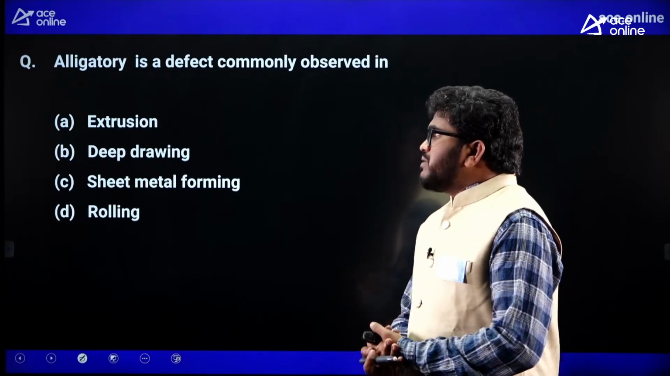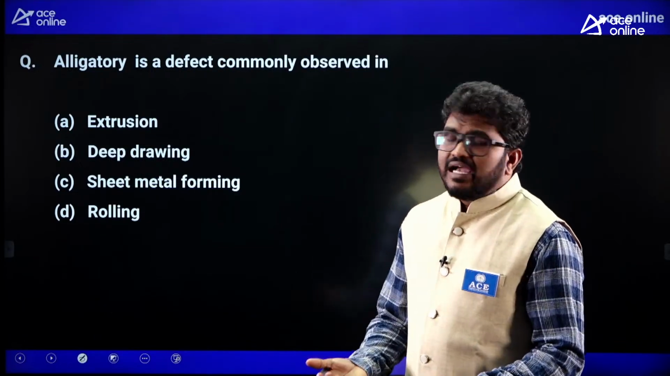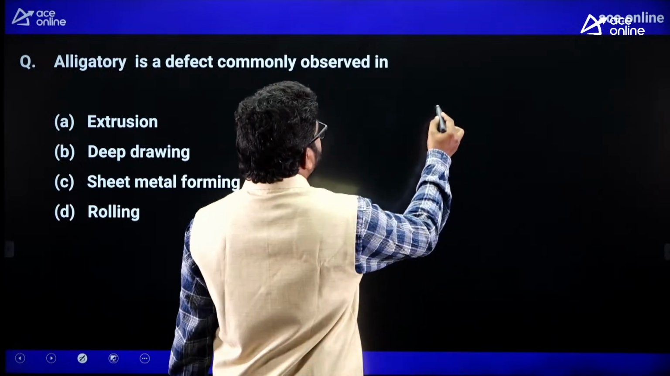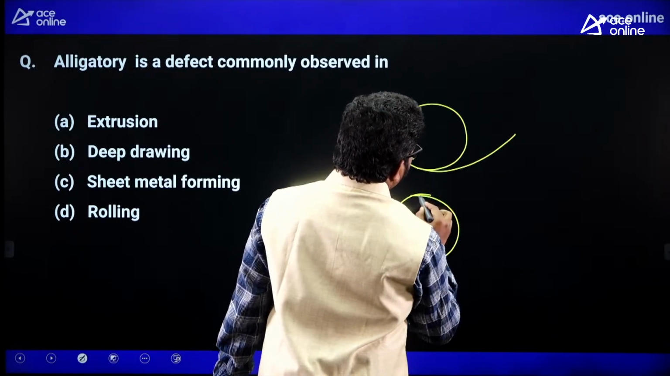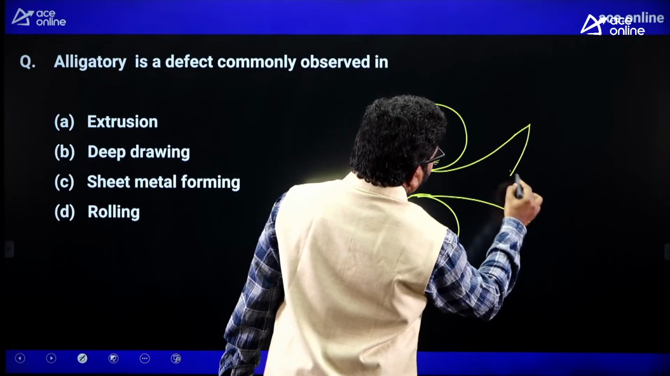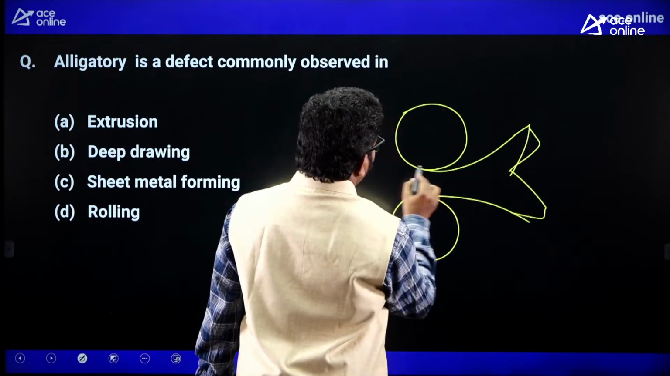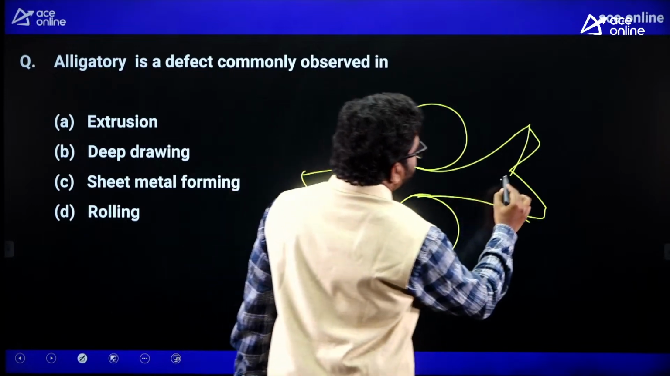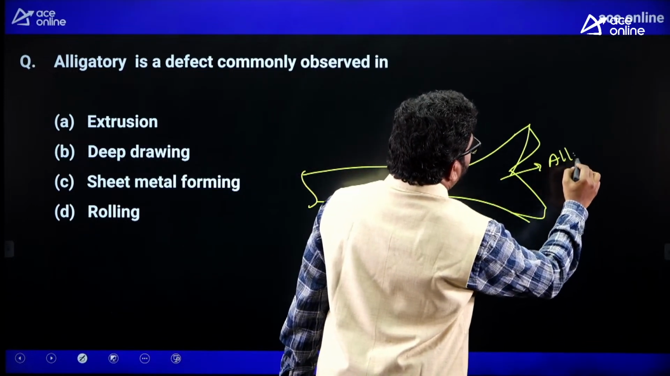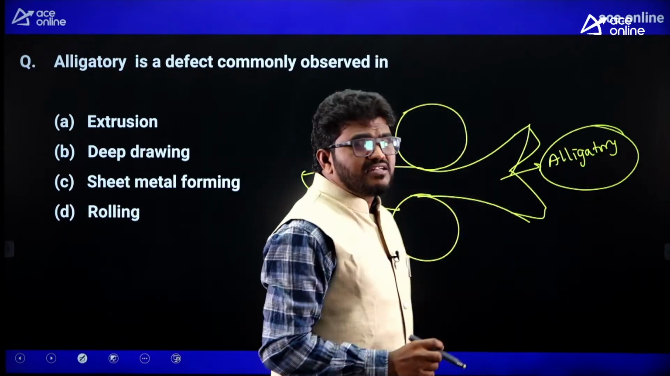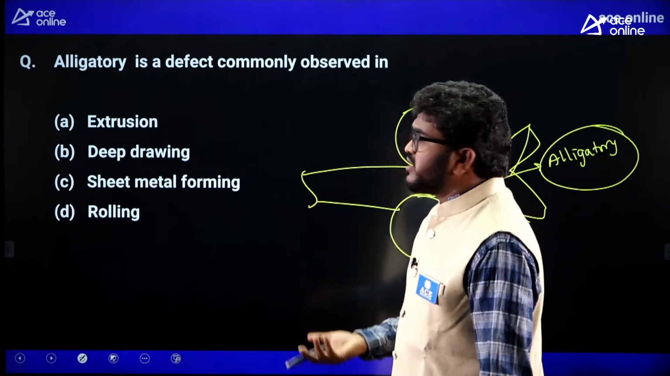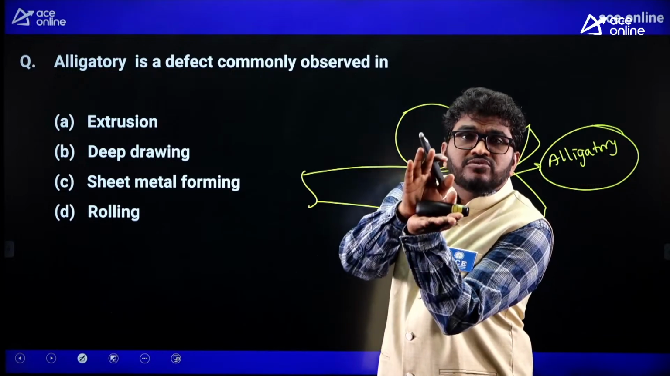Alligatoring defect is commonly observed in the rolling operation. Alligatoring is nothing but separation of the rolled workpiece material into two pieces like this. Alligator is nothing but a crocodile, so this is the alligatoring defect. A crocodile will open its mouth like this.